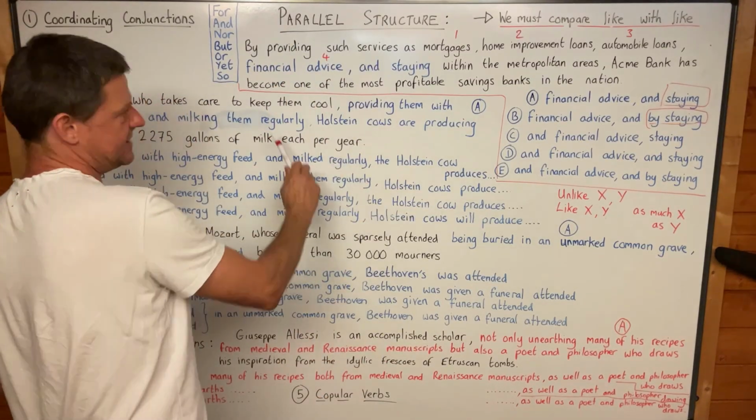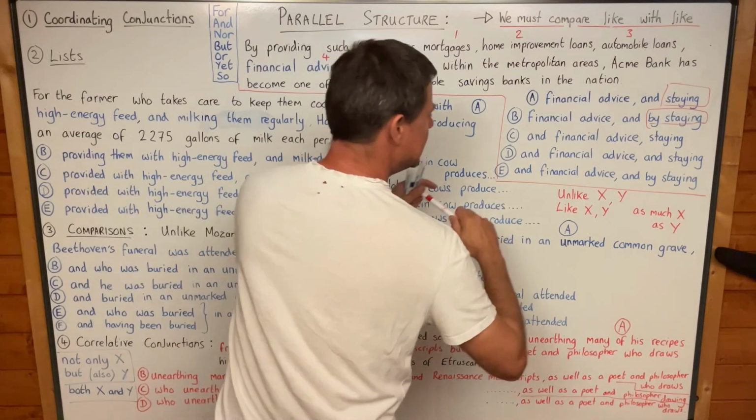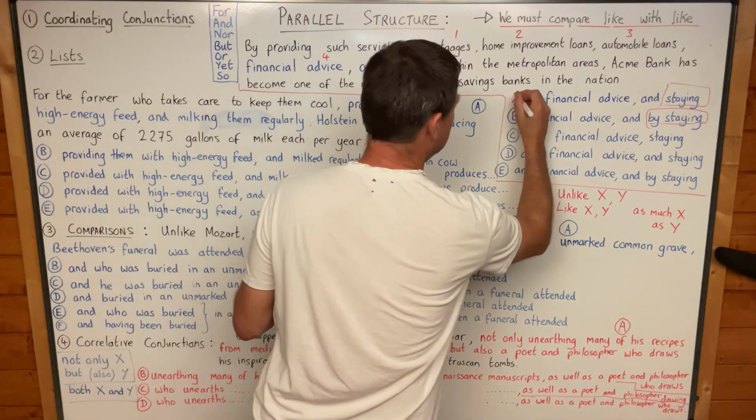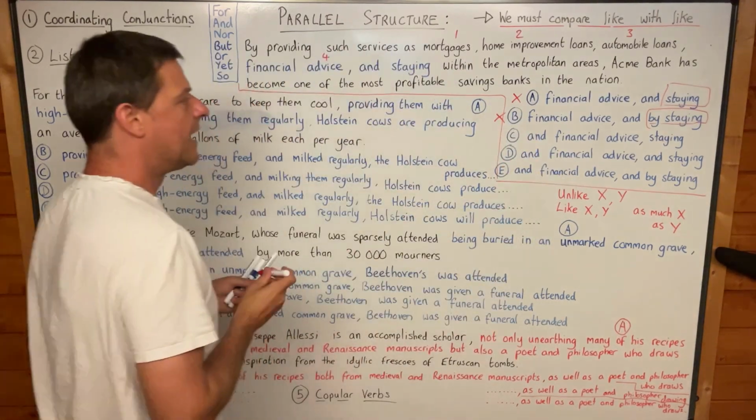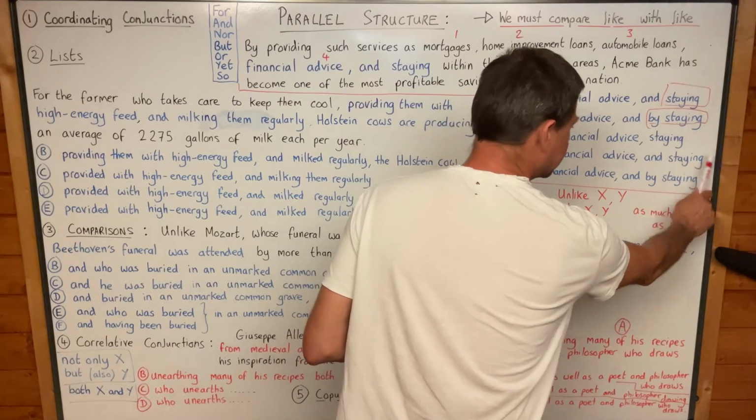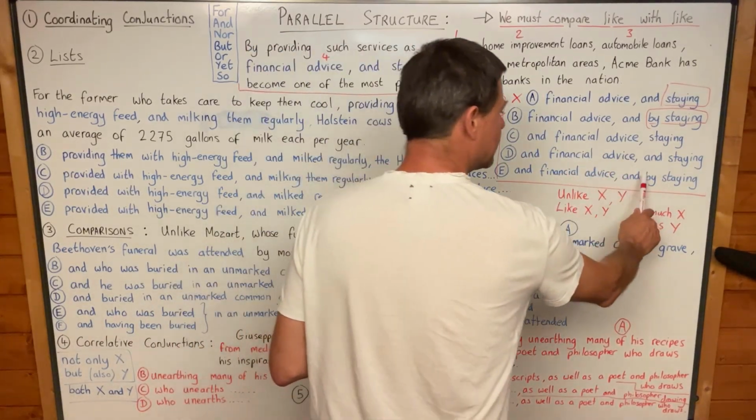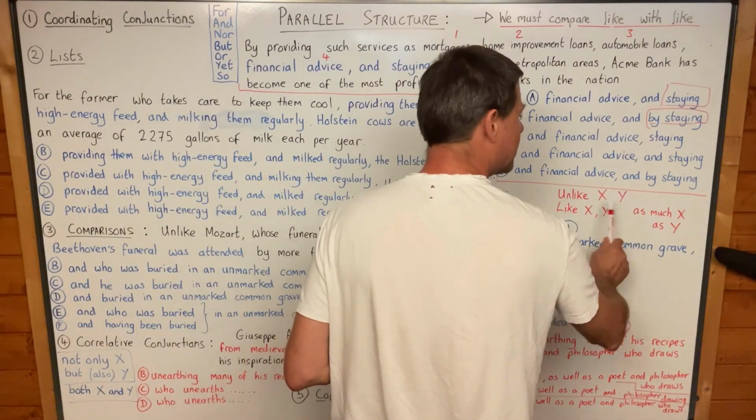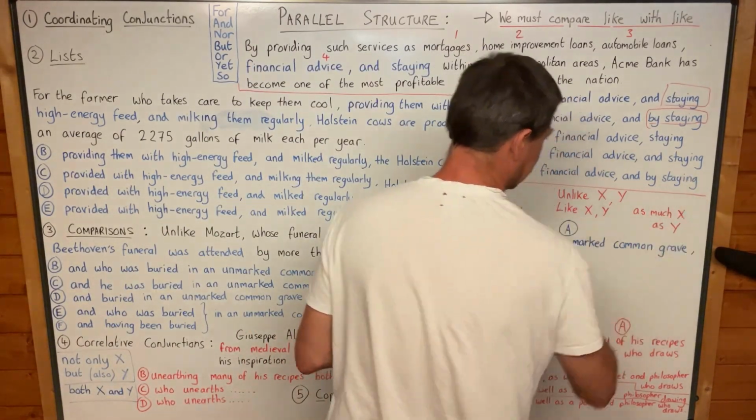So let's make this clear. Let's say we need to choose one of these with "and financial advice." A is wrong, B is wrong. Let's look at the other options. We've got and financial advice, comma, staying. We've got and financial advice, comma, and staying. And we've got and financial advice, comma, and by staying.